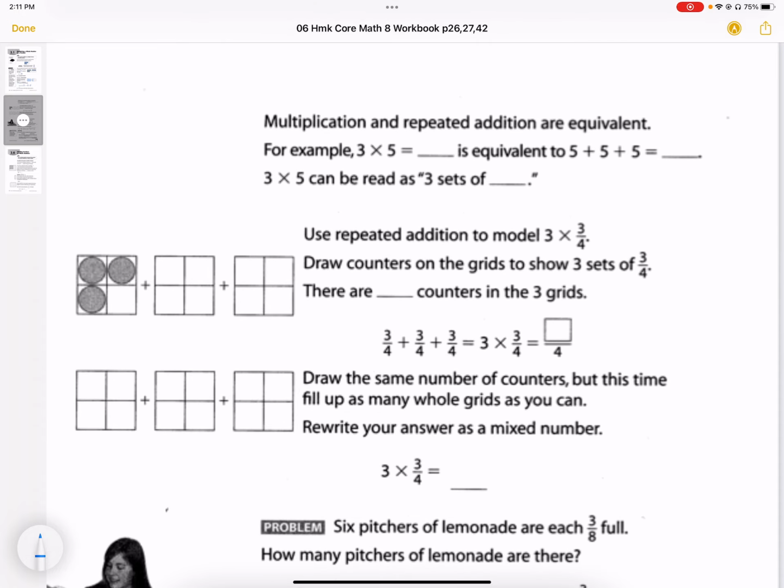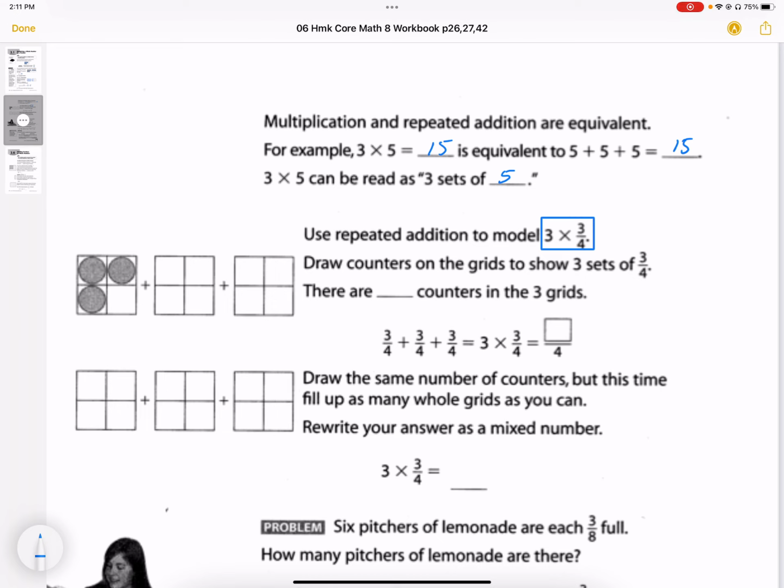So we have 3 times 5 is 15, and that's the same as 5 plus 5 plus 5. So our group counting is the same as multiplication. So 3 times 5 can be read as 3 sets of 5. So 3 sets of 5 gives us 15. Now, if we're going to show this multiplication of 3 times 3/4, we can have the 3/4 fractions. That's what we're starting with here.